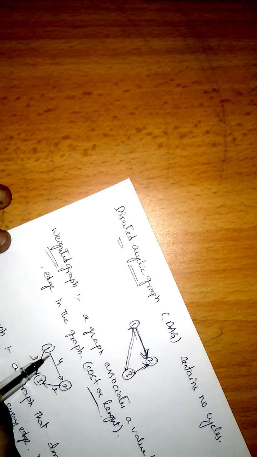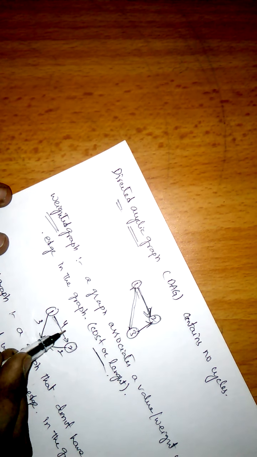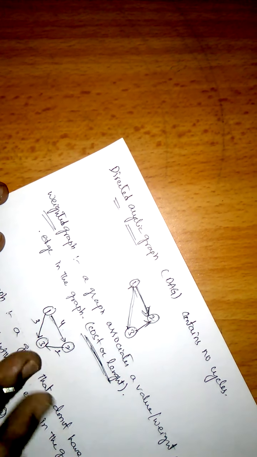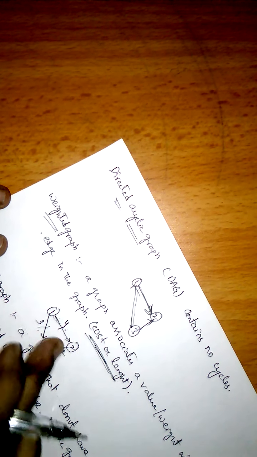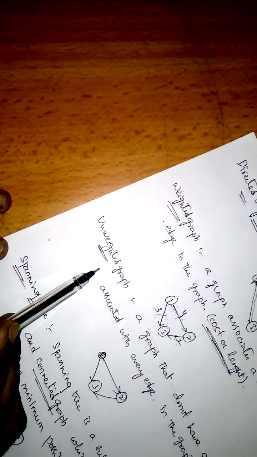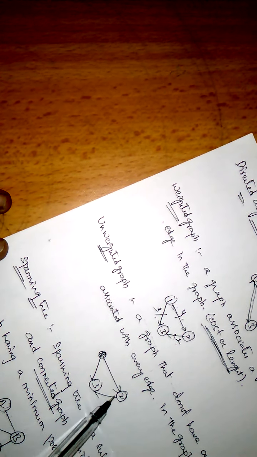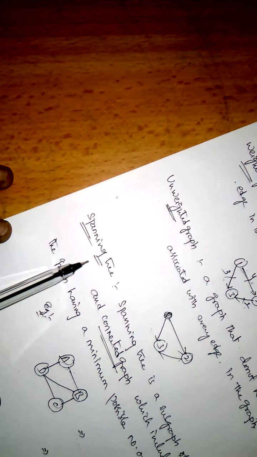Then what is a weighted graph? If we give a weight for an edge in a graph, then that type of graph is called a weighted graph. We can call this weight either cost or length. Cost, length or weight we can say. Now this is a graph where each edge E1, E2, E3 has weight 4, 2 and 3. This is called a weighted graph. What is an unweighted graph? An unweighted graph means a graph which doesn't have any weight on its edge. Okay. And the next important term is spanning tree.